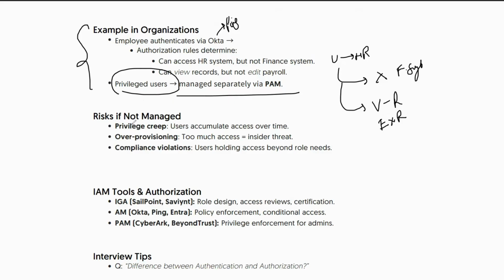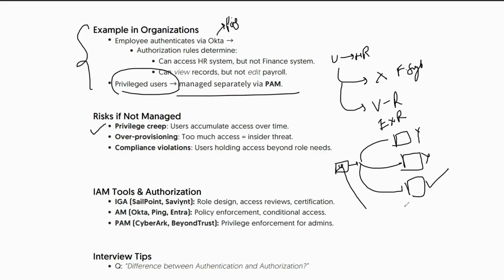Now, what are the risks if these are not managed? Privilege creep, attacker, or an insider threat. A user can log in and they would start crawling, creeping across different apps. Anywhere this is blocked, but anywhere if it is open, they'll try to see if they can exploit something here. Over provisioning, too much access. Definitely, there could be an insider threat trying to damage some of the system or steal some data. Compliance violation, users holding access beyond role needs.